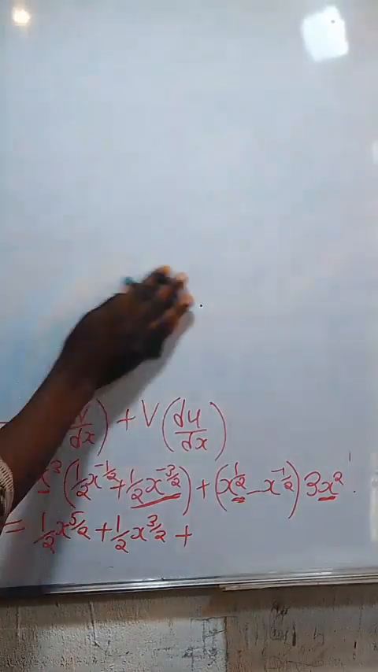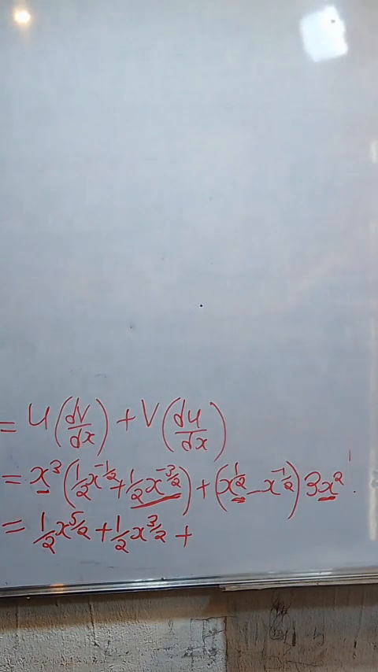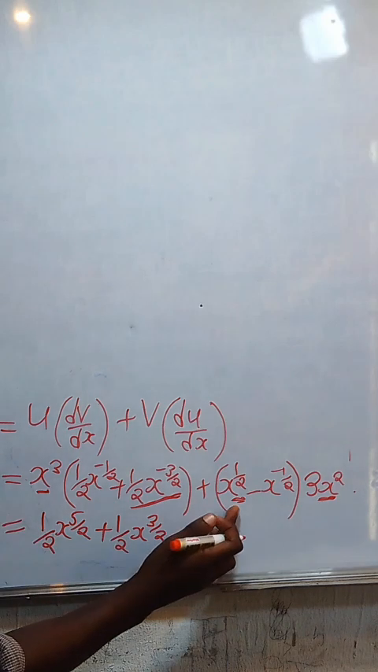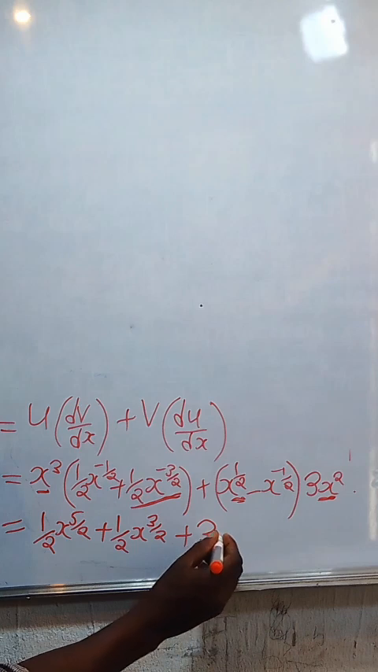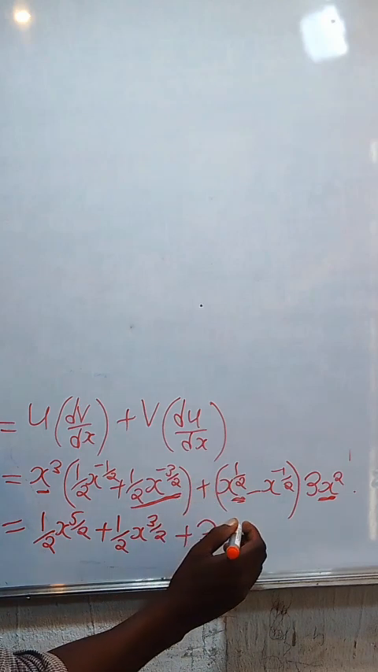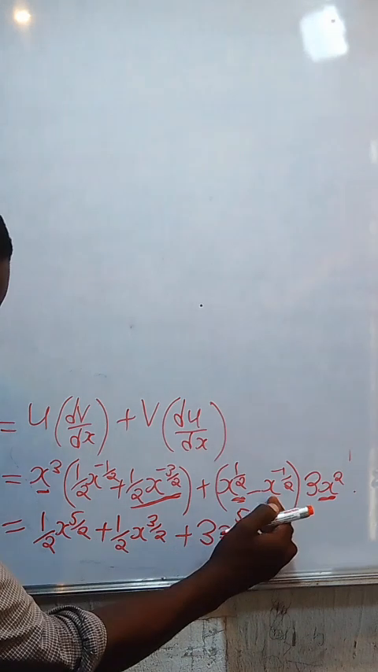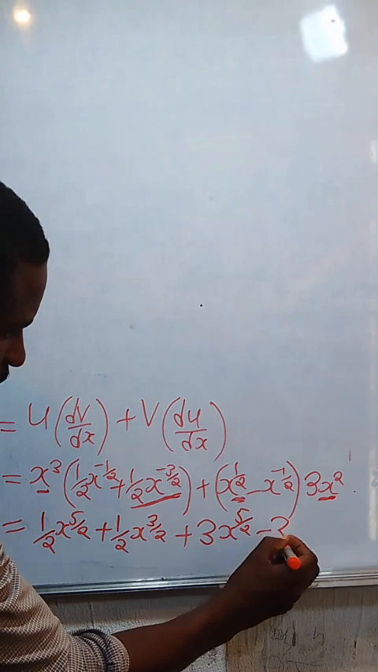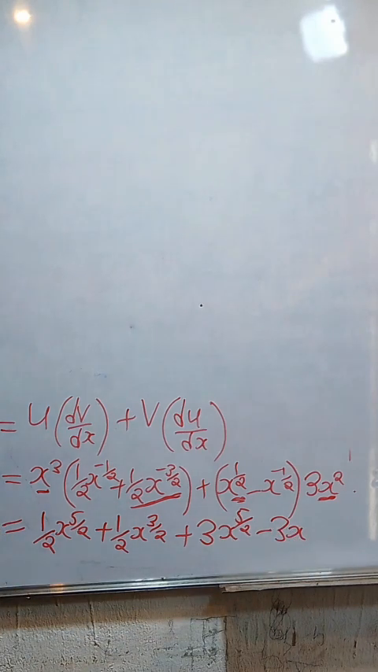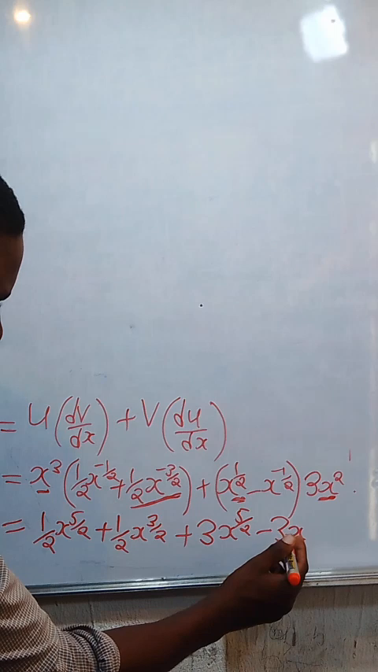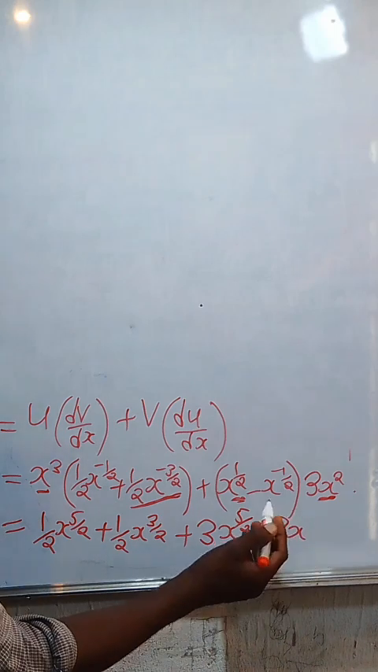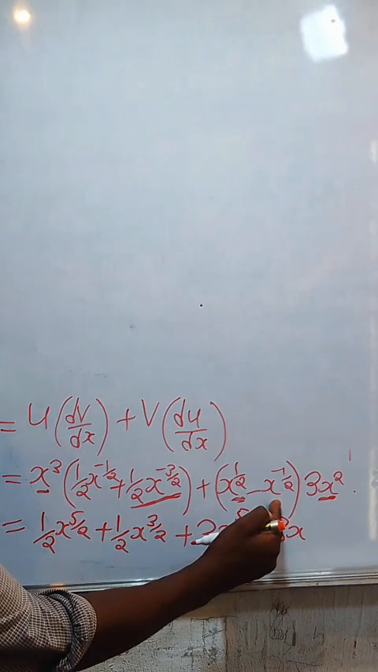Okay. So this now is going to be 3x to the power 5 over 2. And then now, this times this is going to be minus 3x to the power of this one. So this is the same thing that we had here.